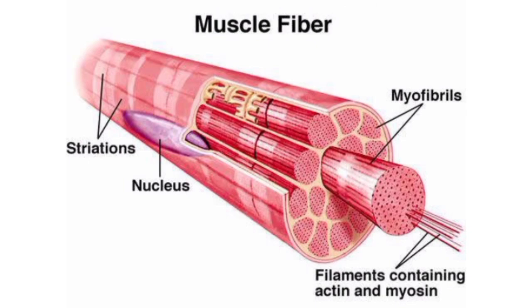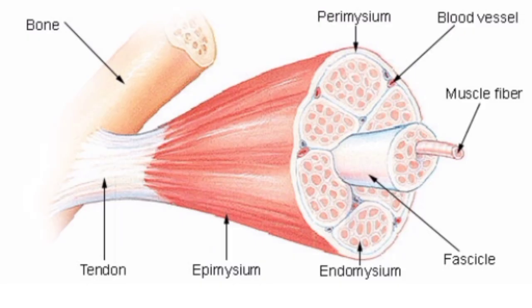Beneath the fascia, the muscle is covered by a connective tissue sheet called epimysium. The muscle fibers are arranged in various groups called bundles or fasciculi. The connective tissue sheet that covers each fasciculus is called perimysium. Each muscle fiber is covered by the connective tissue layer called the endomysium.